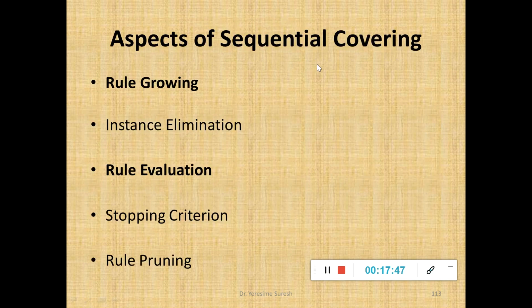Next we have the aspects of sequential covering, and in that we have rule growing, instance elimination, rule evaluation, stopping criteria and rule pruning. But in your syllabus they only mention rule growing and rule evaluation. We'll see the two approaches for rule growing and rule evaluation, just like how we evaluated your models as well as association rules using various measures such as lift factor, confidence, support, interestingness measure, correlation analysis. The same thing is supposed to be done for your classification rules. That is your rule evaluation, which we will discuss in the next video lecture. But as of now, to conclude this video session, we will discuss rule growing.